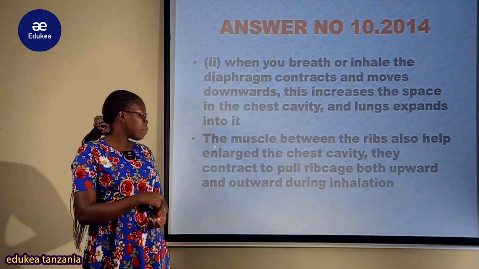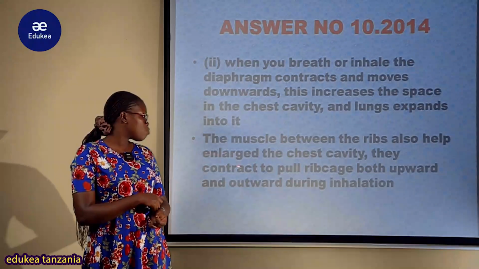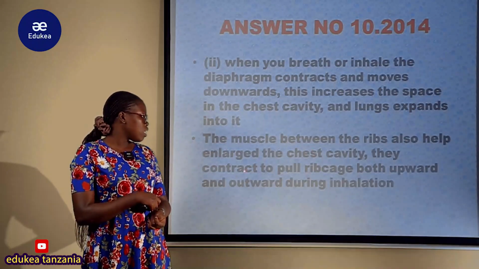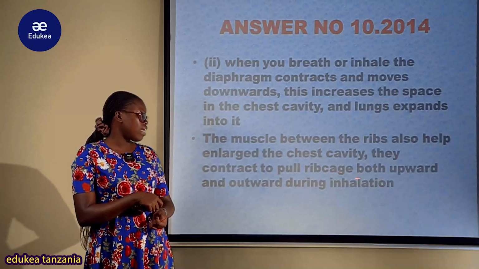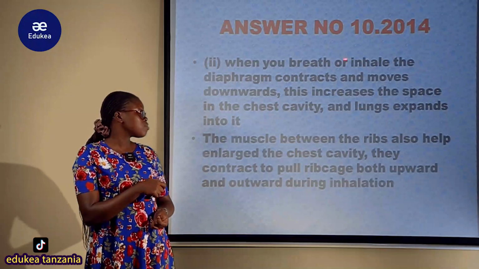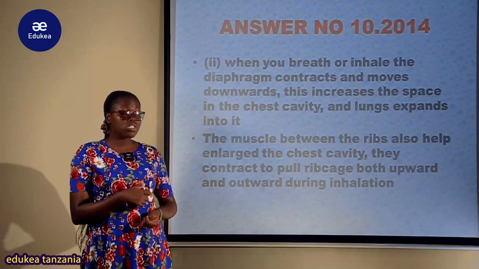After that, the muscles between the ribs also help to enlarge the chest cavity. They contract to pull the rib cage both upward and outward during inhalation. So this is the reason, because of the inhalation.